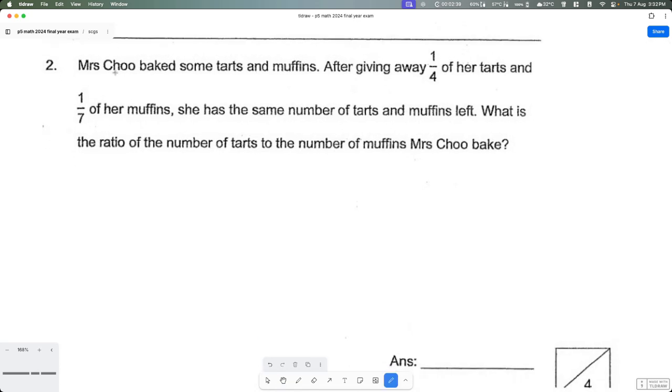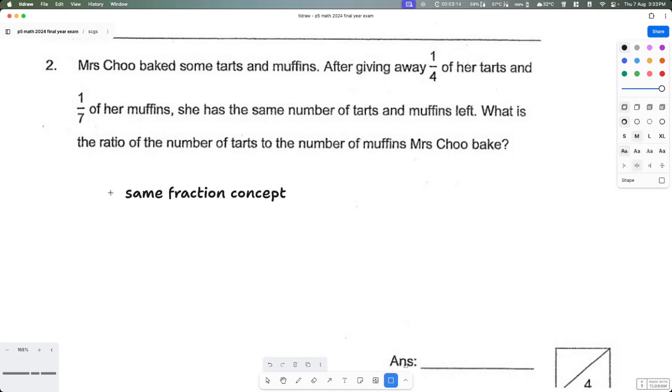Mrs. Chu baked some tarts and muffins. After giving away 1/4 of her tarts and 1/7 of her muffins, she has the same number of tarts and muffins left. What is the ratio of the number of tarts to the number of muffins? When you see this kind of same number of tarts and muffins left with fractions, you can just use the same fraction concept.